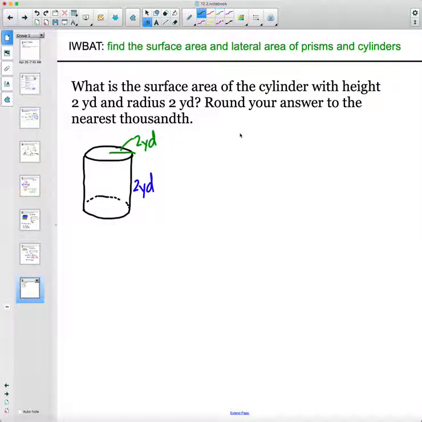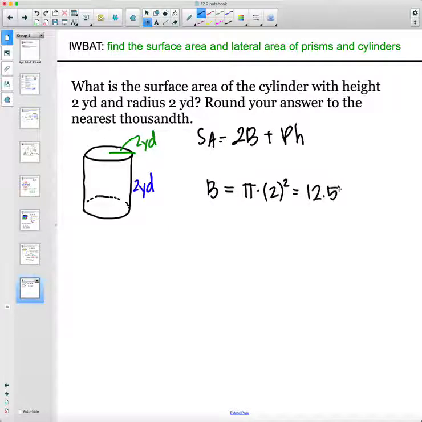For surface area, remember you need 2 times B plus pH. So you need to find the area of your base, which is pi times the radius squared. Multiply that in your calculator: 2 squared times pi, and you get 12.56. Find the perimeter of your base, which is 2 times pi times the radius, which is 2. Multiply that in your calculator and you get 12.56. Then you need the height between the bases, which is 2.